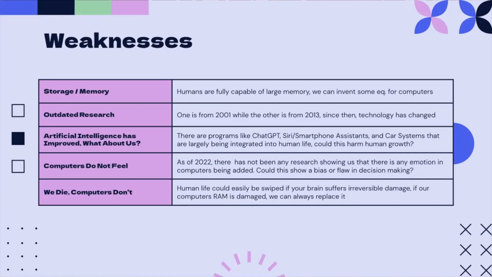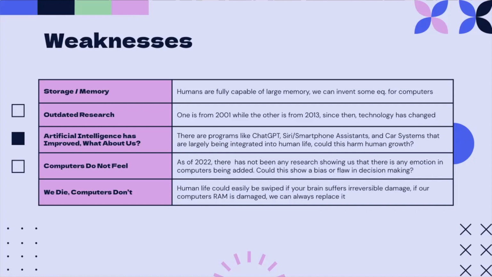But could this harm human growth? Can we start to become codependent on these things, which then could stunt our own growth and cause its own issues, through our reward system? That's just another thing to note.